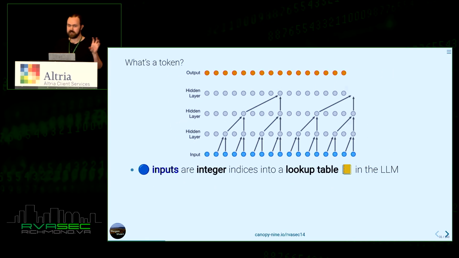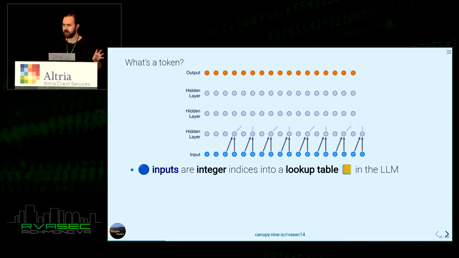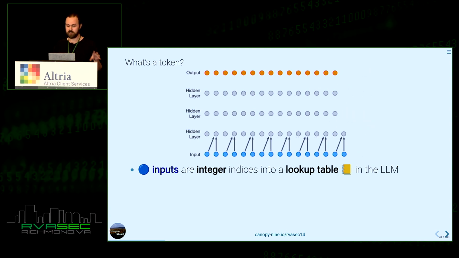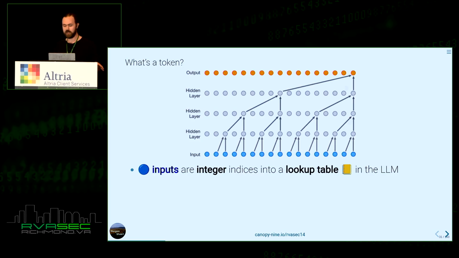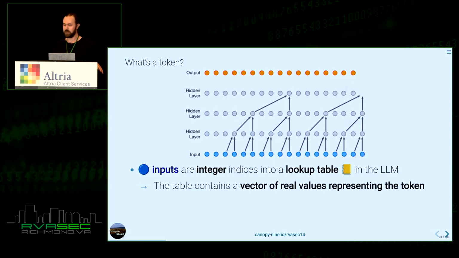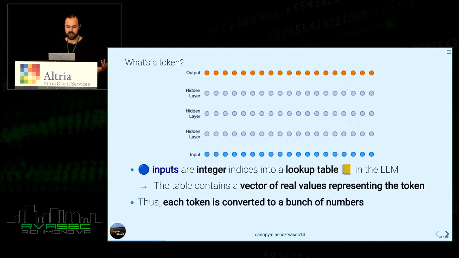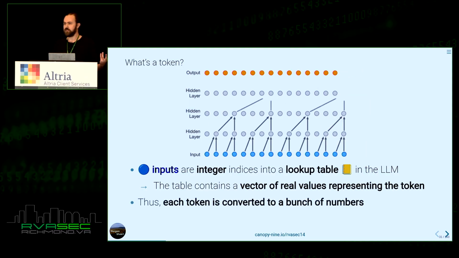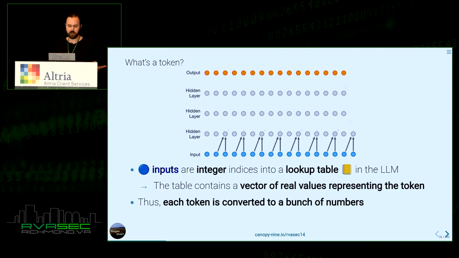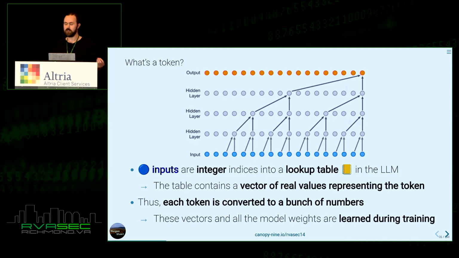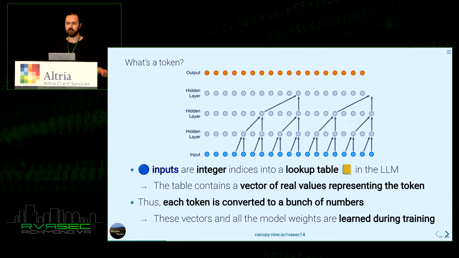To demystify this a little bit more, it's not really important for using these models, but those input integers, those blue tokens, are just integer indices into a lookup table inside of the large language model. Inside that lookup table is just a vector of real values representing that token. Thus, each of these integers is just turned into a bunch of floating point numbers. And it is these vectors in that lookup table and the weights that are learned during training.